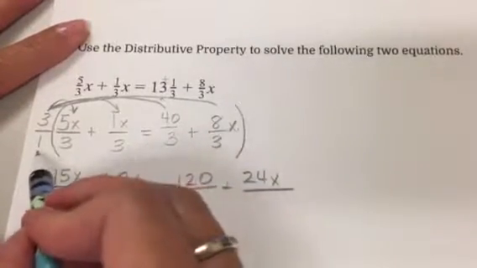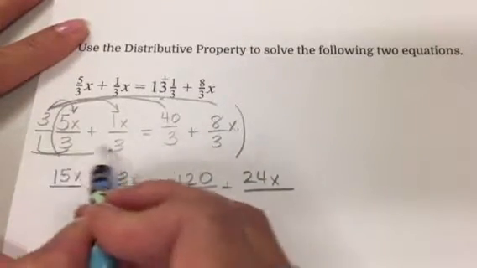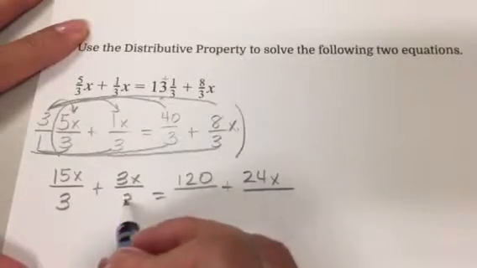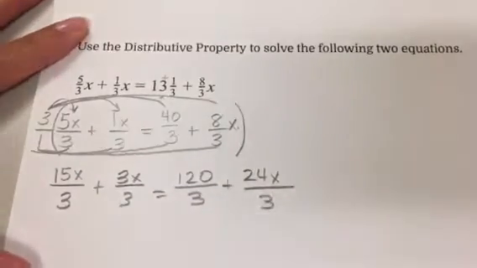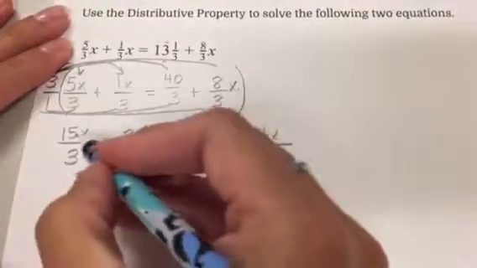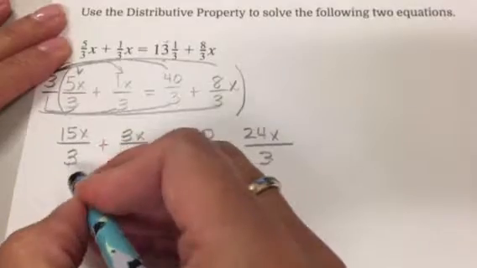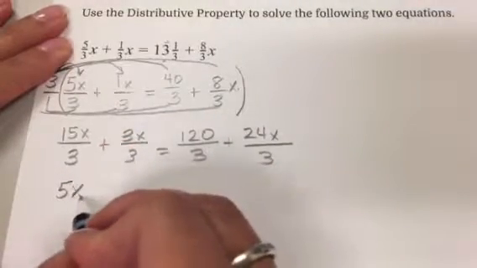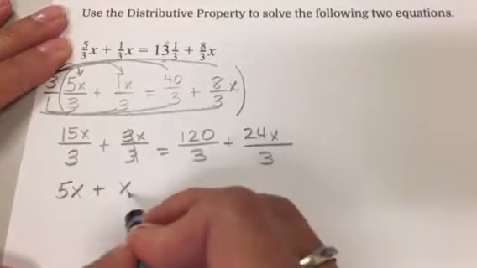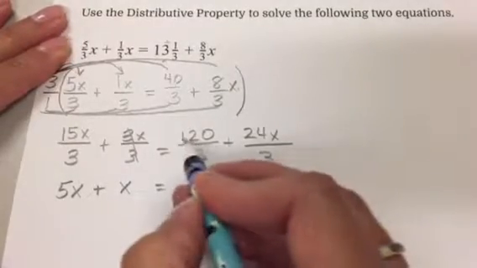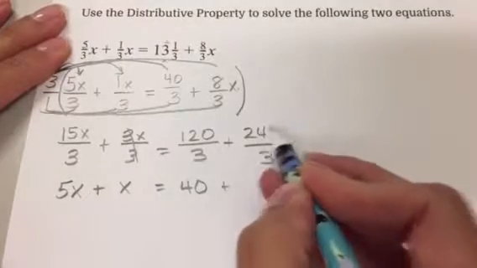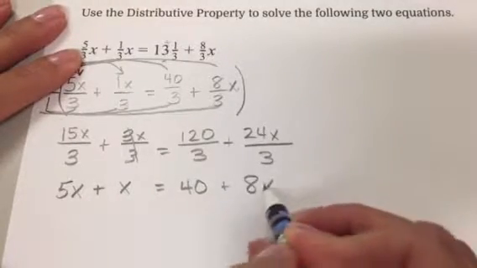Now I'm going to go to the denominator. All of the denominators will be multiplied by 1, which will give me a 3 in all of those. All right, here's where the fractions disappear. We're going to divide 15 divided by 3 gives us 5x. 3's reduce to 1x. On this side, 120 divided by 3 is 40. And 24x divided by 3 is 8x.